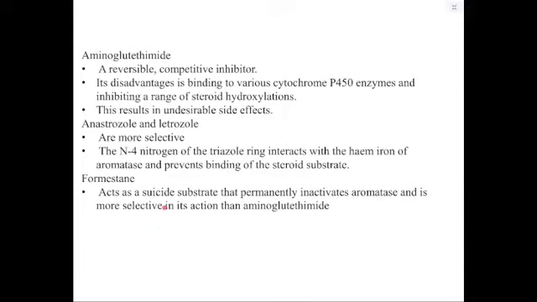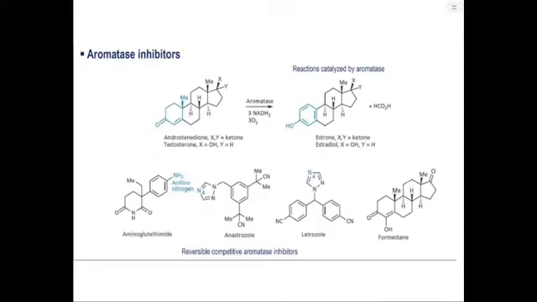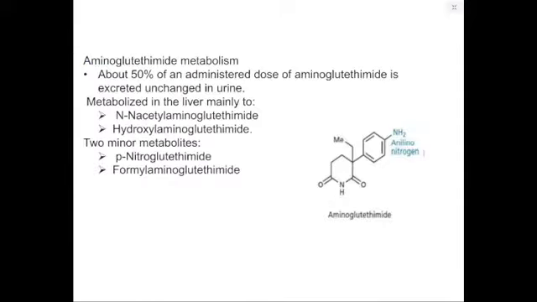the inhibition. Formestane acts as a suicide substrate that permanently inactivates aromatase and is more selective in its action than aminoglutethimide. So the formestane, which we also realized is a steroid, is a steroidal derivative. This binds permanently. In other words, the formestane is an irreversible inhibitor. It's not a competitive inhibitor. It's an irreversible inhibitor of the aromatase enzyme. So this is our aminoglutethimide.